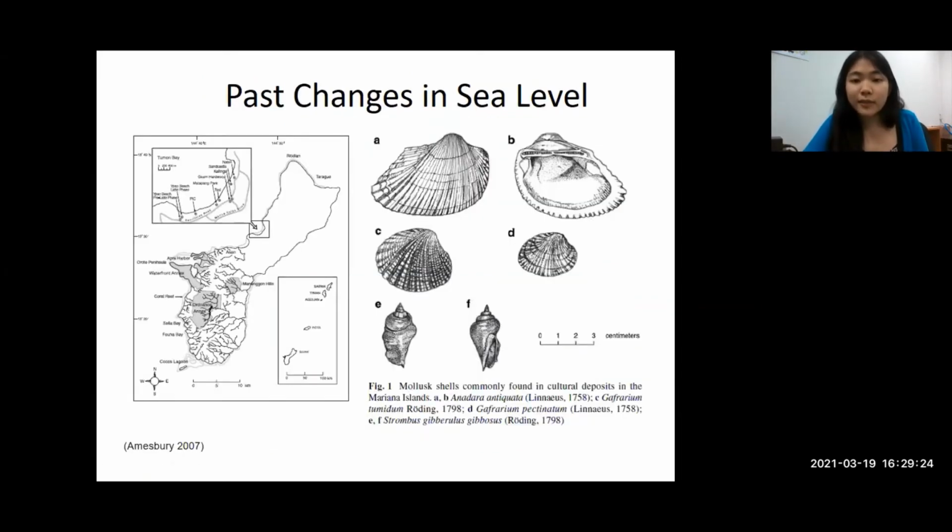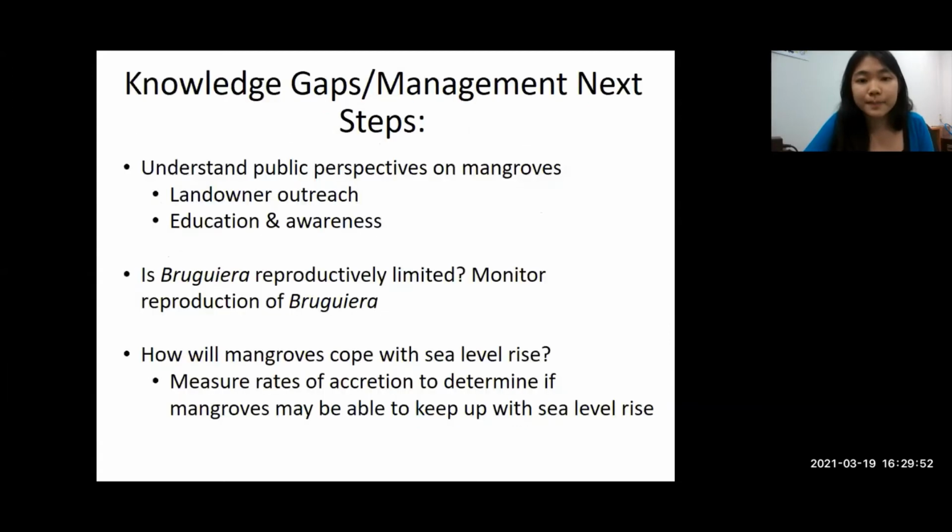Past changes have definitely affected our mangrove distribution. So when the sea level was much, much higher in the past, like thousands of years ago, mangroves actually likely existed in Tumon. Judy Amesbury did a study on this looking at shellfish associated with mangroves. And there's also mangrove pollen and mangrove wood evidence that suggested they used to be here. So as sea level changes, there might be some pretty stark changes in the distribution of our mangroves.